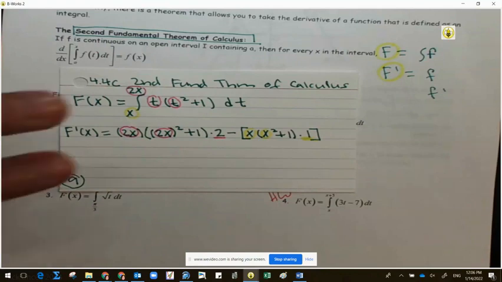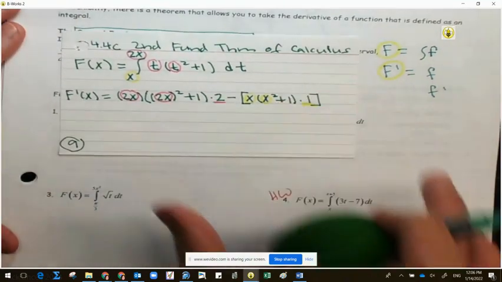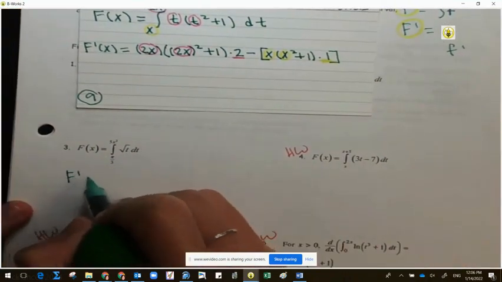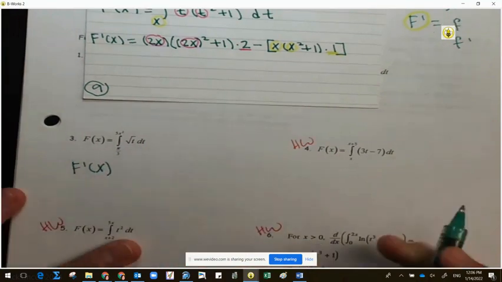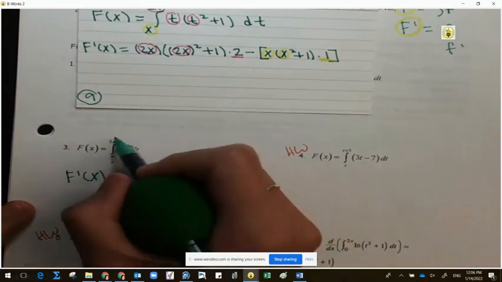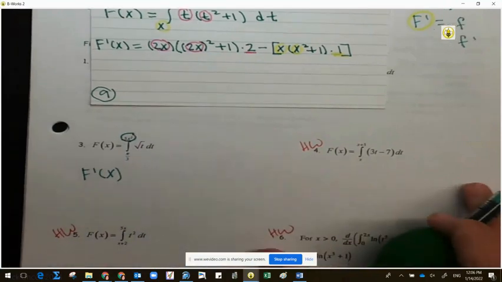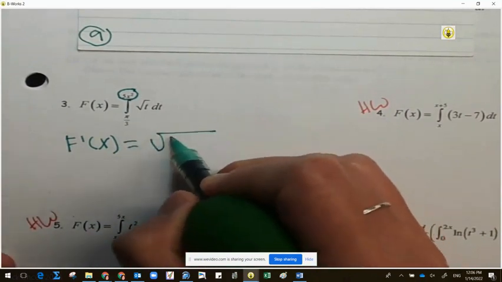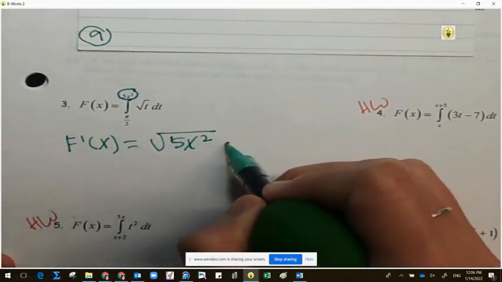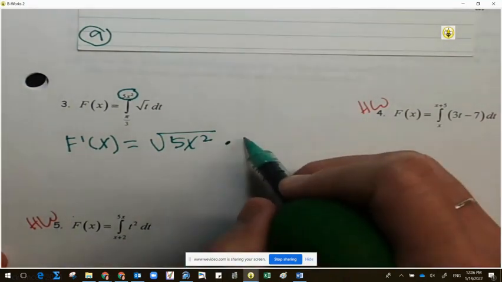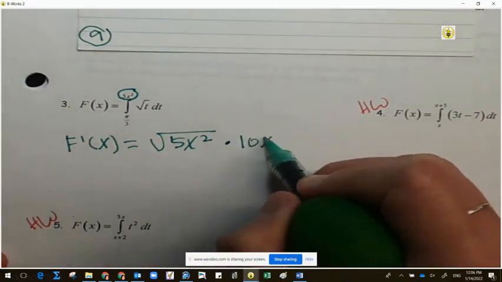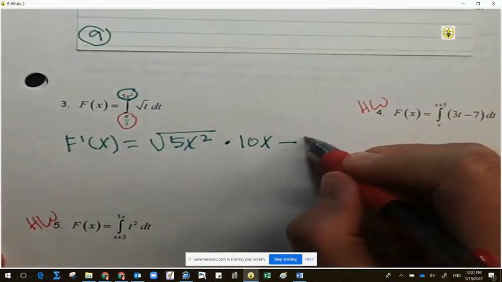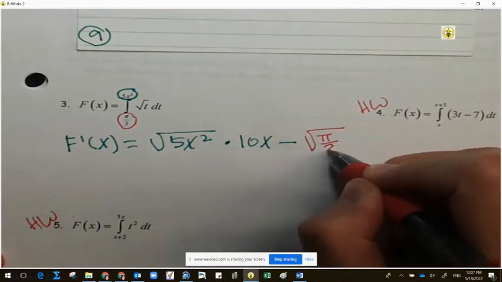Okay? So with that said, let's go on to example number 3 together. On example number 3, given the capital F, we're finding the F prime. So what do I plug in first? The 5x squared, the upper bound. So I have is equal to square root of 5x squared. And then I multiply by the derivative of the 5x squared. How many is that? 10x. Minus, now I'm going to plug in the lower bound. So when I do, I get square root of pi over 3.